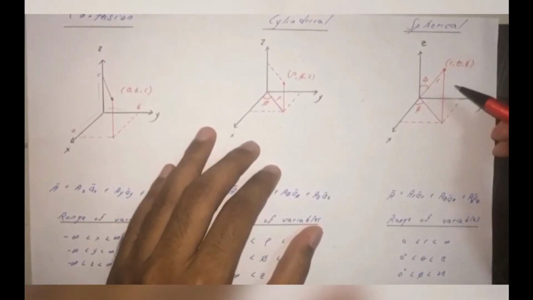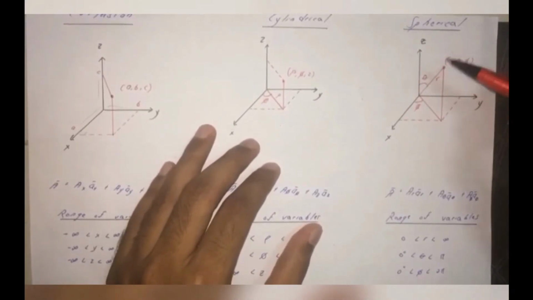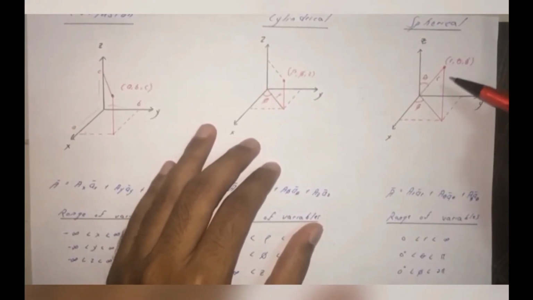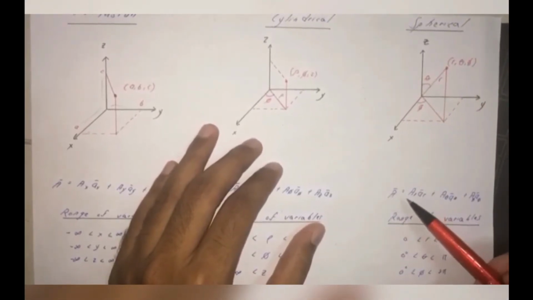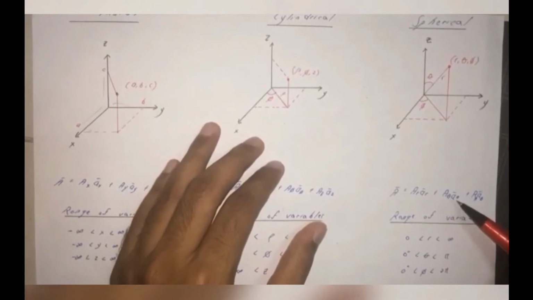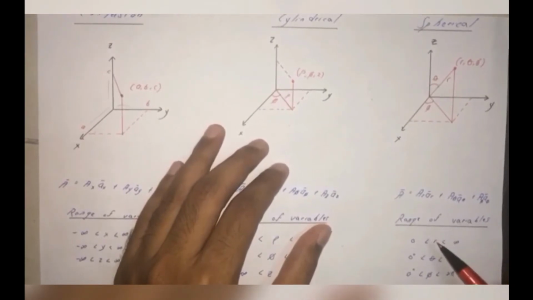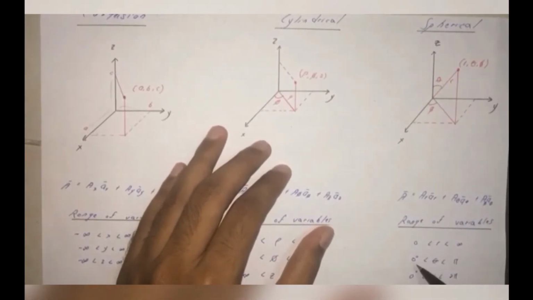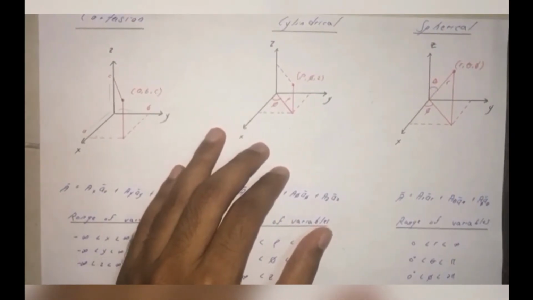Okay, for spherical, theta is the angle from the z-axis to the vector, and phi is the azimuth angle, and r is the radius of the sphere. Vector A is equal to A r direction of r plus A theta direction of theta plus A phi direction of phi. The range of variable: r is from 0 to infinity, theta is from 0 to pi, and phi is from 0 to 2 pi.